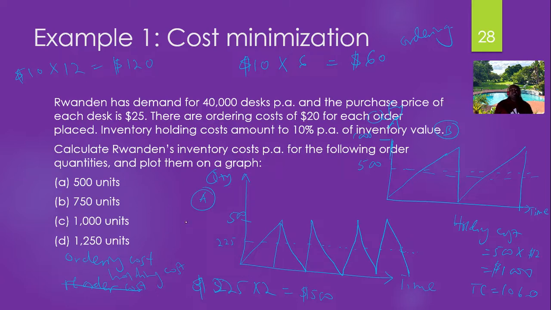Now for part A, the inventory holding cost was 500 and the inventory ordering cost was 120, so the total cost there is about 620. Okay, so which one is better? This is the concept. Which order level is better?